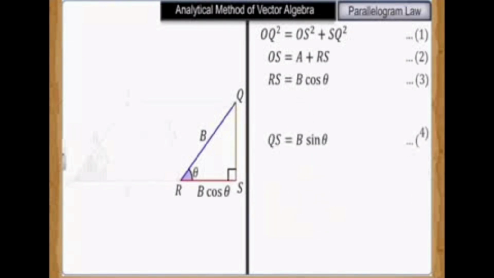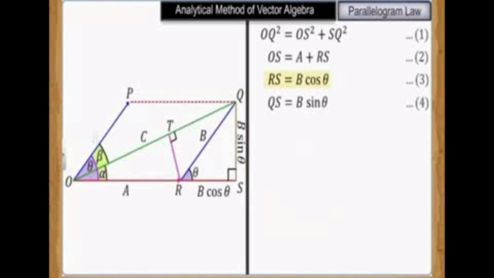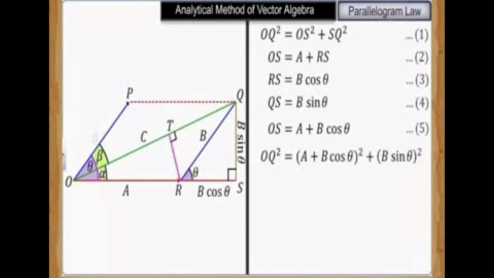So substituting these values of RS and QS. From equation 2, OS equals A plus B cos theta. That value is substituted in equation number 1, along with equation 4. So OQ square equals, instead of OS, you can write A plus B cos theta whole square, plus B sin theta whole square.